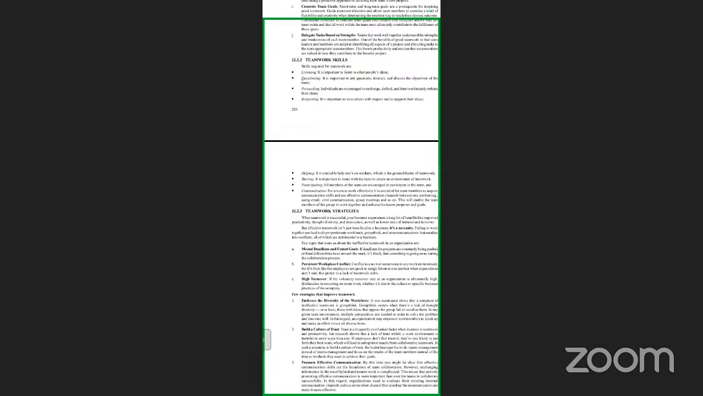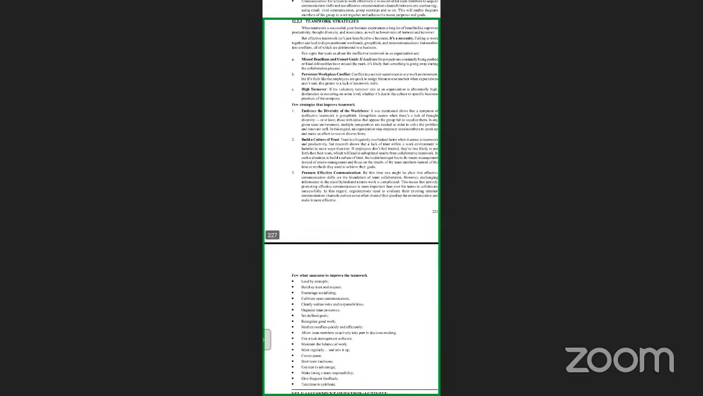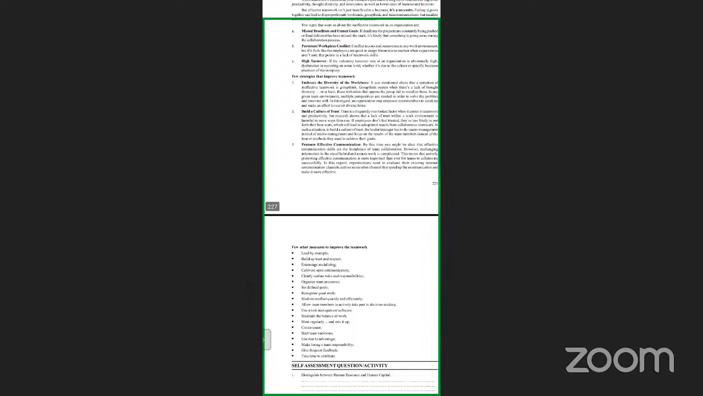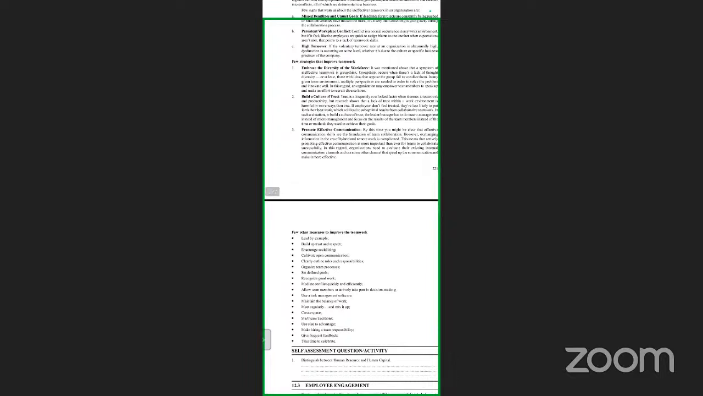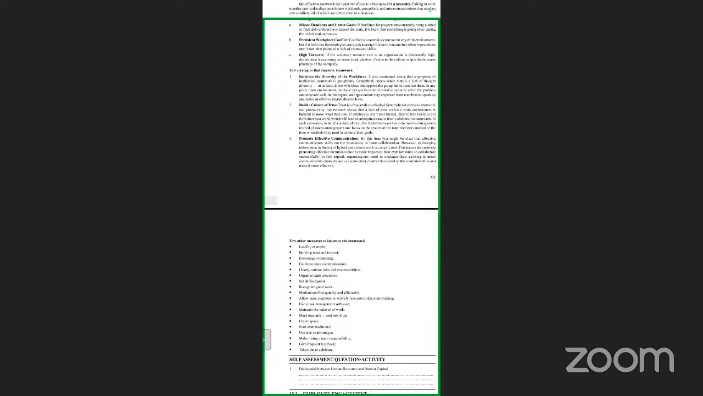When we talk about teamwork strategies, we have a few strategies that improve teamwork, like embrace the diversity of the workforce, build a culture of trust, promote effective communications, and a few other measures such as lead by example, build up trust and respect, encourage socializing, cultivate open communication, clearly outline responsibilities and roles, organize team processes, set defined goals, recognize good work, mediate conflict quickly and efficiently, use task management software, maintain the balance of work, meet regularly and mix it up, create space, start team traditions. So this all comes under the strategies that improve teamwork.